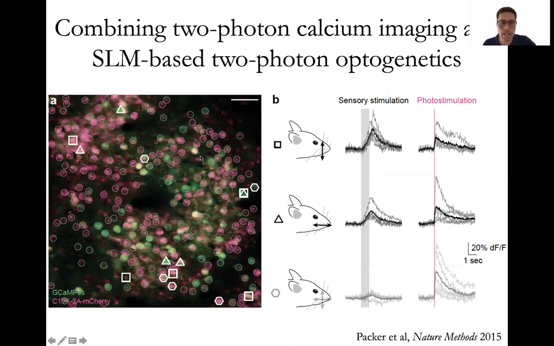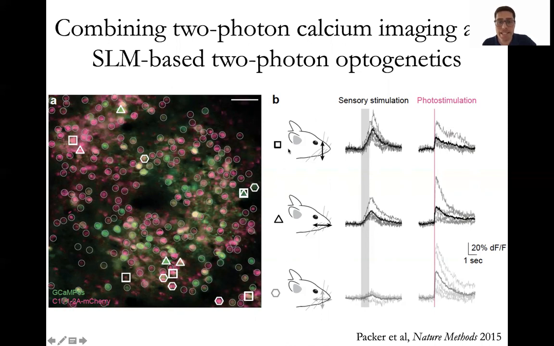It's expressed in all of these neurons in green. So each one of these circles is over a neuron expressing both GCaMP for reading neural activity and C1V1, another opsin, for writing neural activity. And what we've shown in this proof of principle experiment, in this paper published now a few years ago, is that we can record the activity of neurons and also stimulate them.